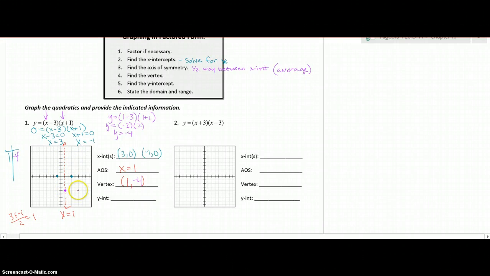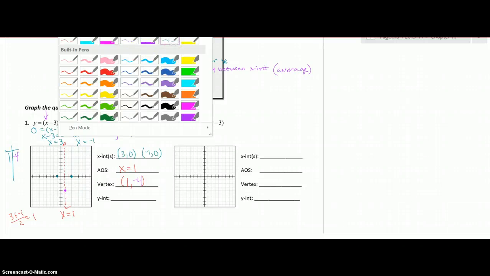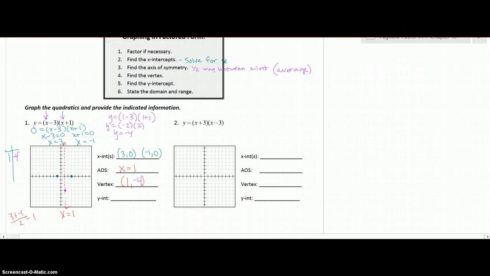But we do have something else to find. Let's do green. We are going to find the y-intercept. Now, anything that is on the y-axis has a value of 0 for x. So if we plug in 0 for x, we get 0 minus 3 and 0 plus 1. So y equals 0 minus 3 is negative 3, 0 plus 1 is 1, so we get negative 3.